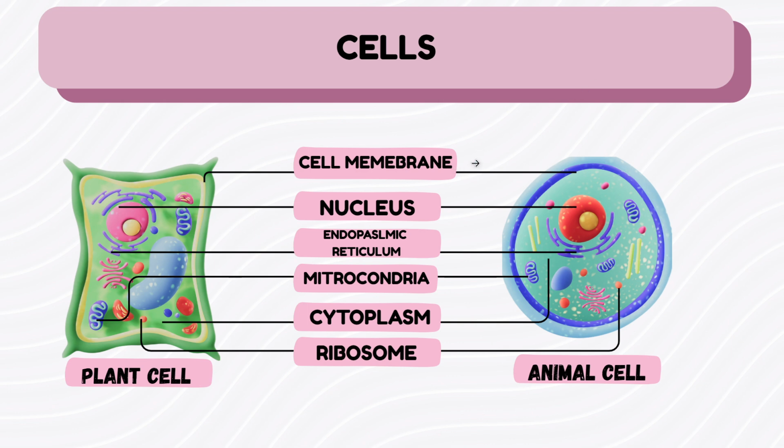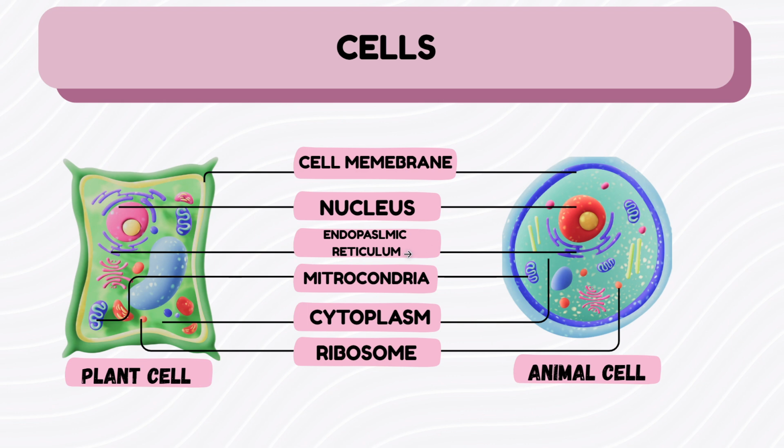Starting with the cell membrane, the flexible fence-like structure that holds it all in, allowing only very specific substances to enter the cell, and hence it is known as a semi-permeable membrane. The next one is the nucleus, the brain of the cell, which contains the genetic material and controls the cell.